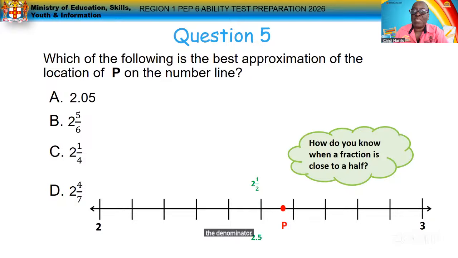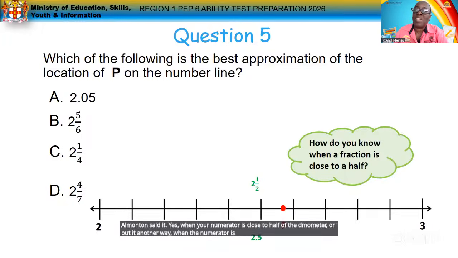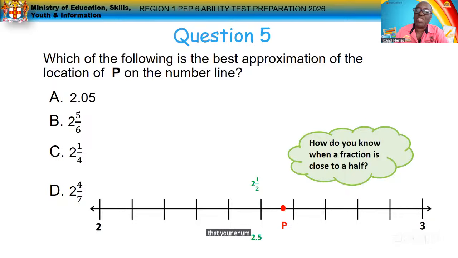All right, I didn't see that in the chat, so thank you for that. I see Almontown has that. Almontown said it, yes, when your numerator is close to half of the denominator. Thank you, Almontown, I missed that in the chat. So you did come out of the blocks on that early. Your numerator is close to half of the denominator.